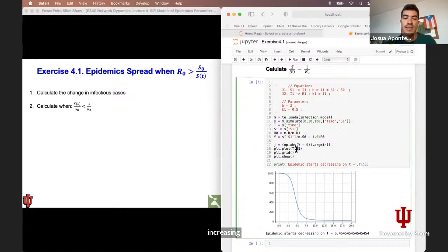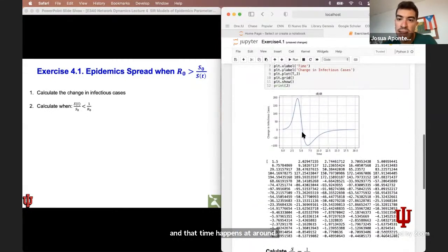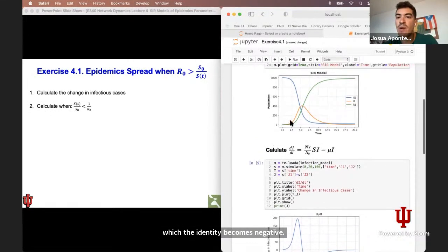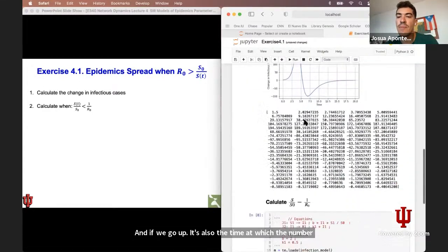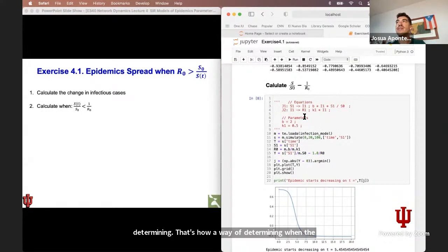And that time happens around 5.45, which if we come back here, is around the same time at which DIDT becomes negative. And if we go up, it's also the time at which the number of infected individuals starts decreasing. Does that make sense? This is a way of determining when the epidemic starts decreasing based on estimated parameters.